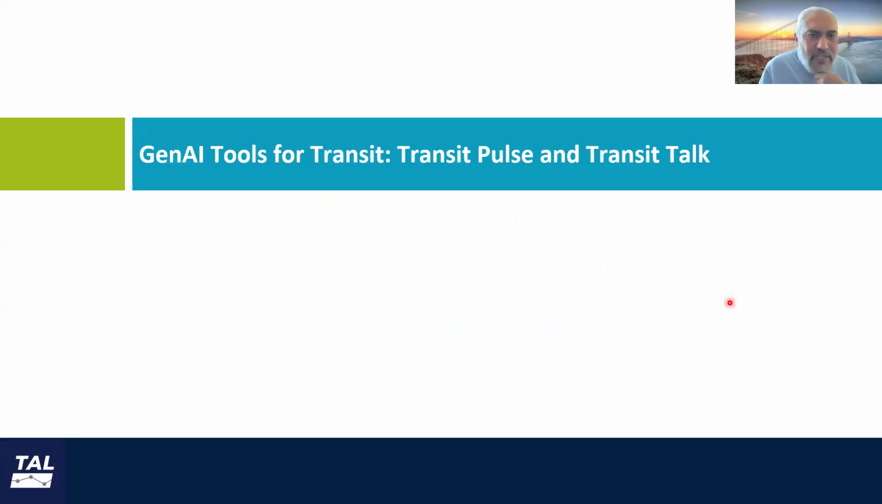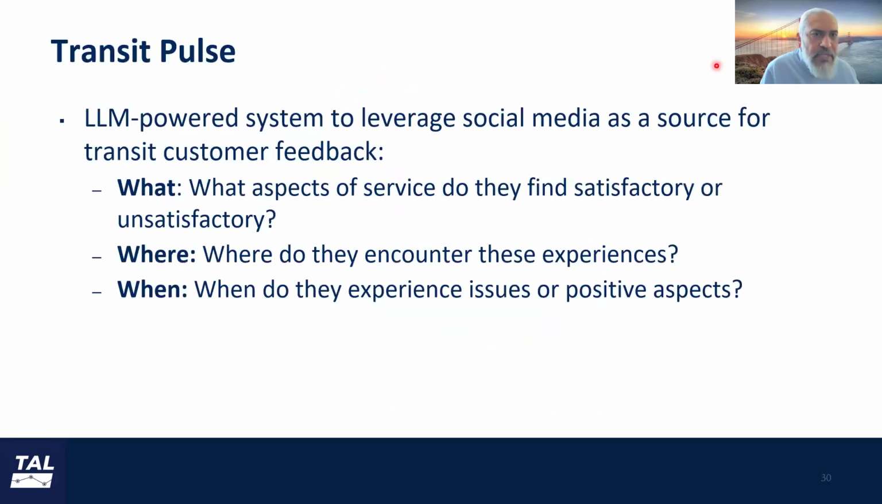Okay. The last piece of work that I want to share with you, I know I'm running out of time, is generative AI tools for transit. Specifically, we developed two systems. One is called Transit Pulse, and the other one is called Transit Talk. So Transit Pulse is very simply a large language model powered system to leverage social media as a source for transit customer feedback. Essentially answer questions to the transit agency.